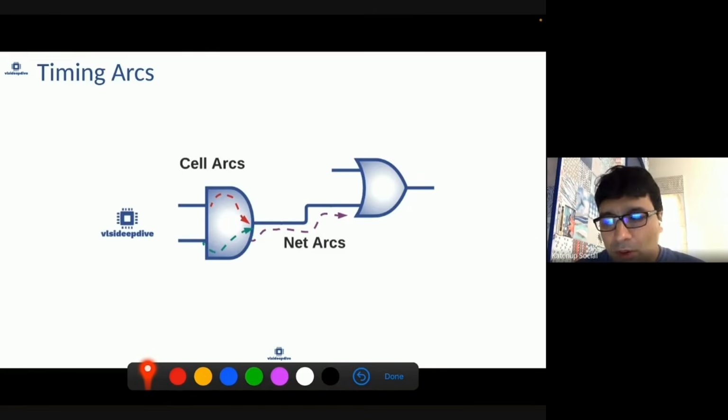These are present in your logical libraries. They have the functionality, what is the input to output rise or fall time, what is the input to output delay based upon what load is given, and all that. Then there are net arcs. Net arcs are arcs which connect one cell to another cell. And again, there is a way of calculating the delay on those arcs. When data travels from here to here, what will be the rise and fall times? How will they change when you go from here to here? So basically, two types of arcs, cell arcs and net arcs.